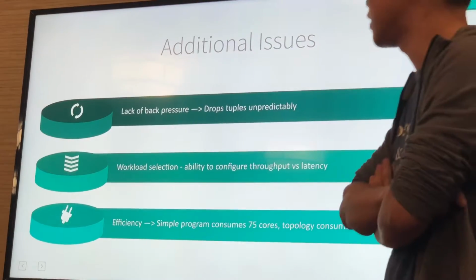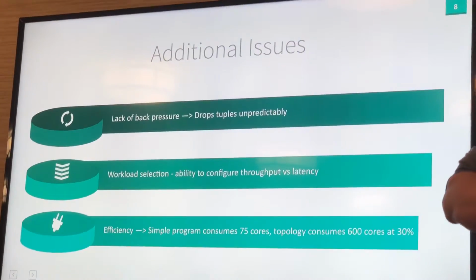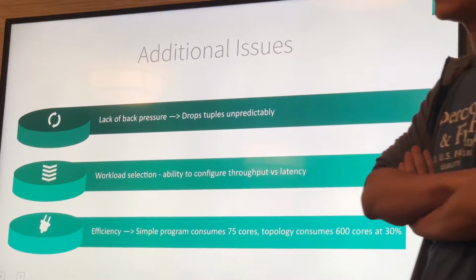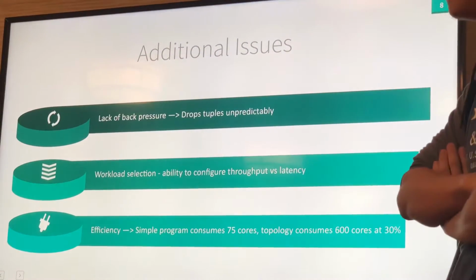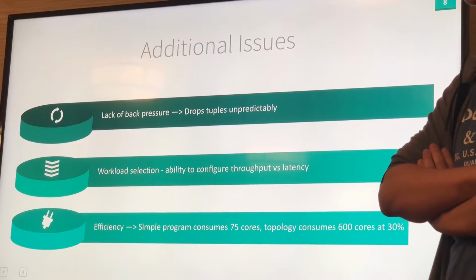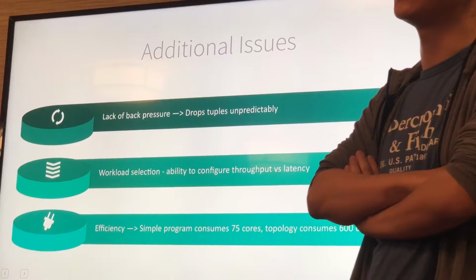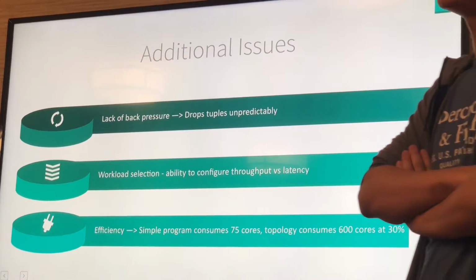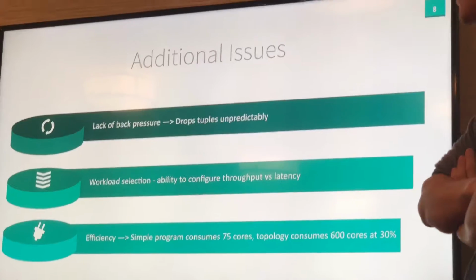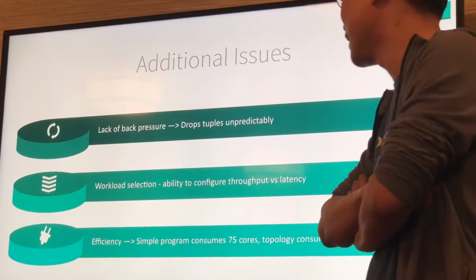The first thing is the lack of back pressure. Basically, if unpredictable traffic comes, Storm will drop some tuples very randomly. So we don't know what's happening, and the user asks us why their result looks weird, and we don't have any insights on that. We cannot find out why.